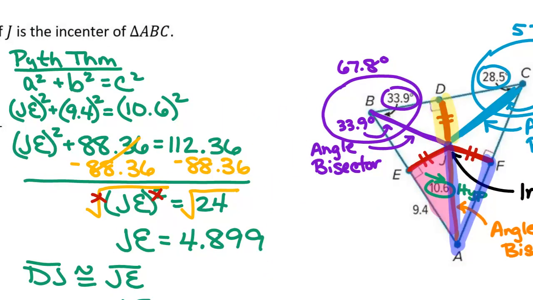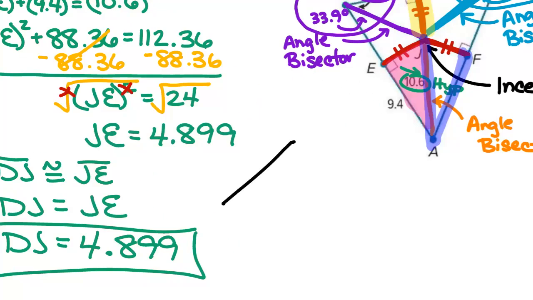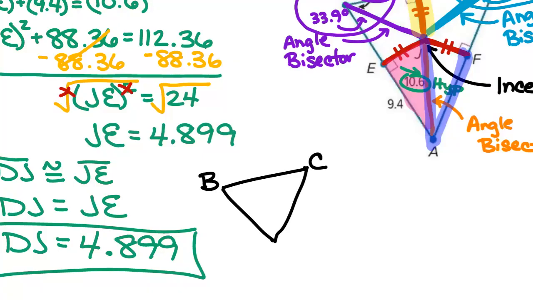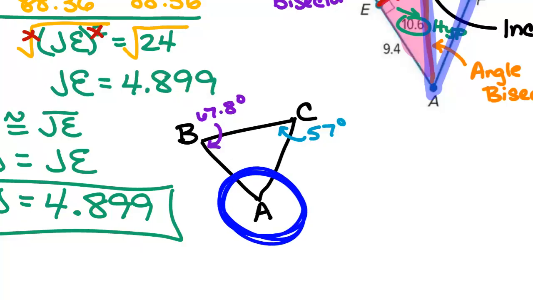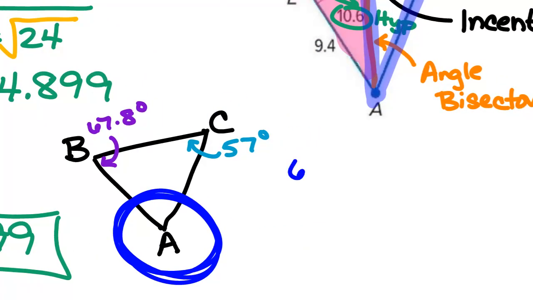All right, I'm going to re-sketch this triangle down here. Kind of like this. So C is here, B is here, A is here. We said this one down here is 67.8. And this one over here is 57. So what would I need to do to find this angle right here? Yep. We're going to add 67.8 and 57.